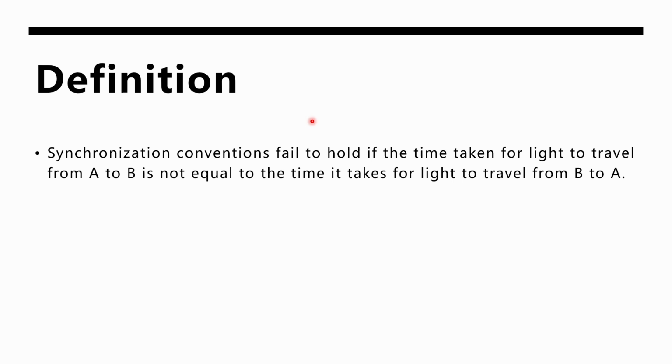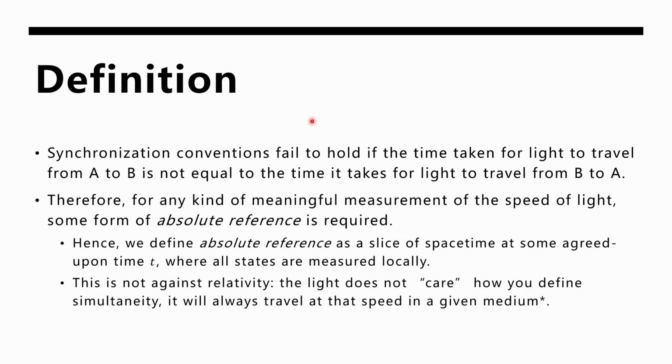Now we move on to the definition. The synchronization convention fails to hold if the time taken for light to travel from A to B is not equal to the time it takes for light to travel from B to A. Therefore, for any kind of meaningful measurement of the speed of light, some form of absolute reference is required. Hence, we define absolute reference as a slice of spacetime at some agreed upon time t, where all states are measured locally. This is not against relativity. The light does not really care how you define simultaneity. It will always travel at the same speed in a given medium.